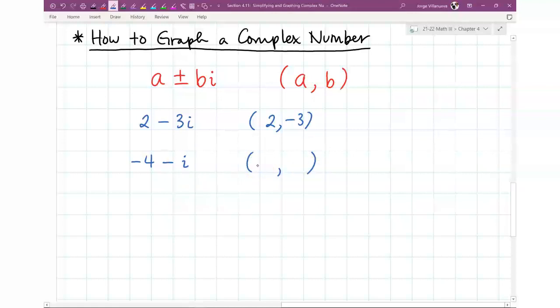So say a little bit louder. What's my x value? -4. And what's my y value? -1. That's the little tricky part, right? Because I actually didn't label anything.